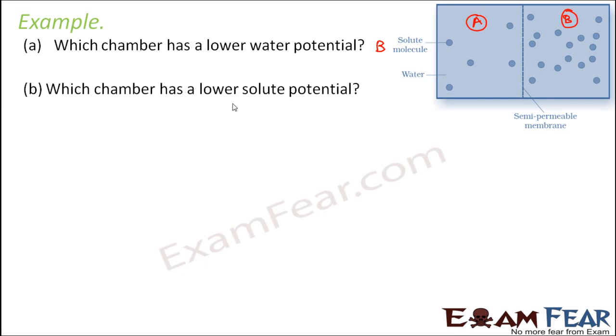Which chamber has a lower solute potential? Wherever the concentration of solute is more, that will have a lower solute potential. Here the water concentration is less, but the solute concentration is more. When the solute concentration is more, the value of solute potential would be more negative. And more negative is actually less. So therefore B will have lower solute potential.